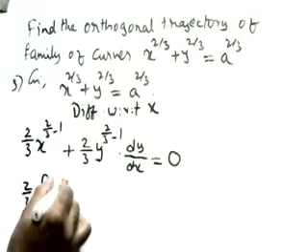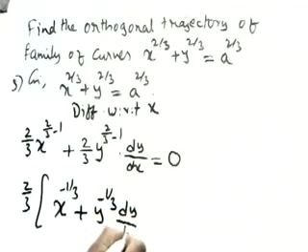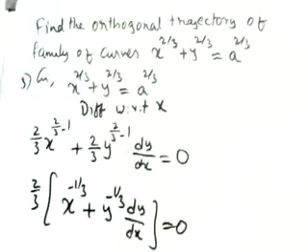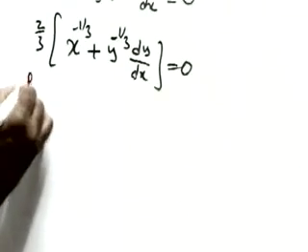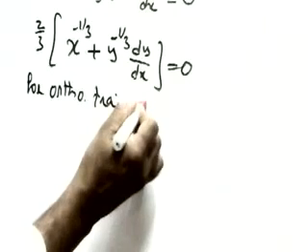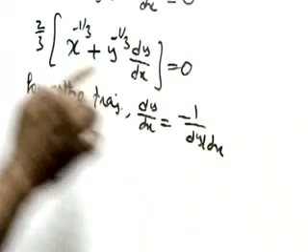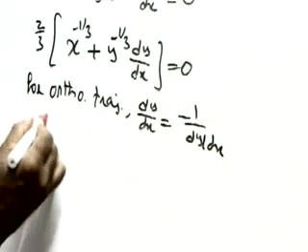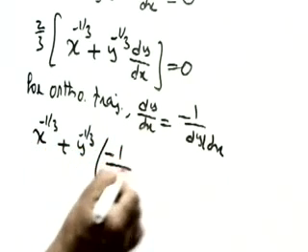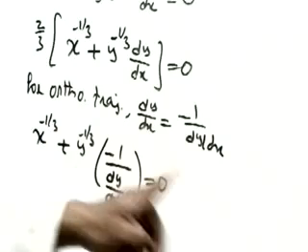If we take 2 by 3 common, what is left here? It is left with x power minus 1 by 3 plus y power minus 1 by 3 dy by dx equals to 0. Now this constant will go there, it will become 0. Now let me change the equation for orthogonal trajectory. For orthogonal trajectory, what can we write? We can write dy by dx equals to minus 1 by dy by dx. Now let me change this one. So what is left here? x power minus 1 by 3 plus y power minus 1 by 3 into minus 1 by dy by dx equals to 0.